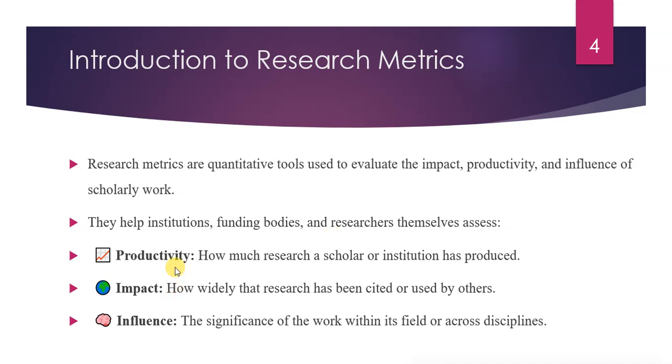Productivity is how much research a scholar or institution has produced. Impact means how widely their research has been cited or used by others. Influence means the significance of work within its field or across disciplines.